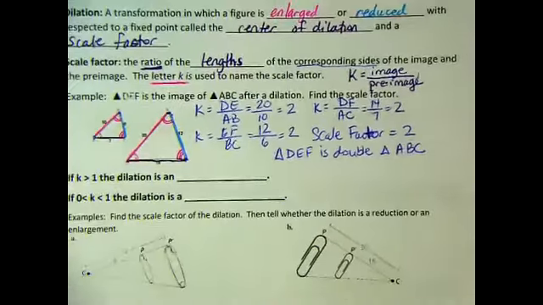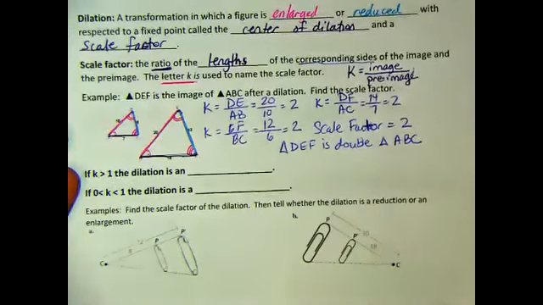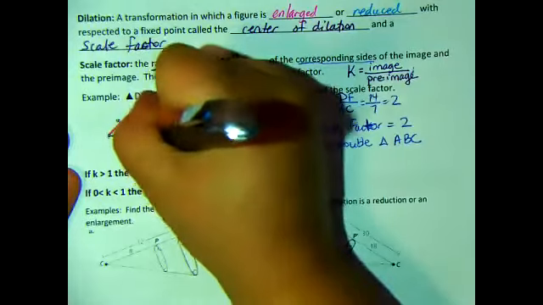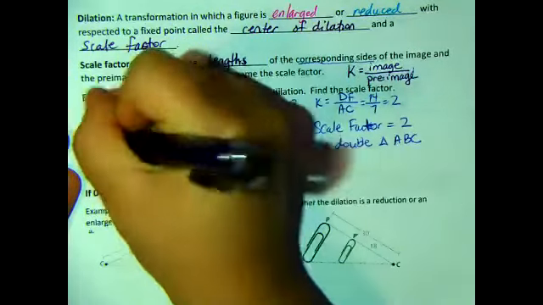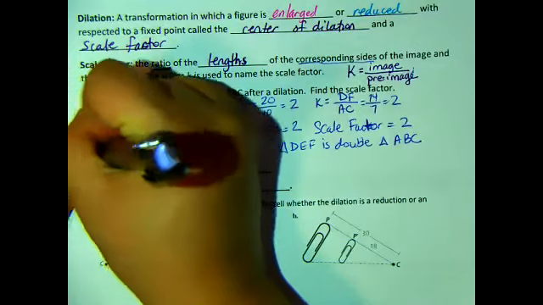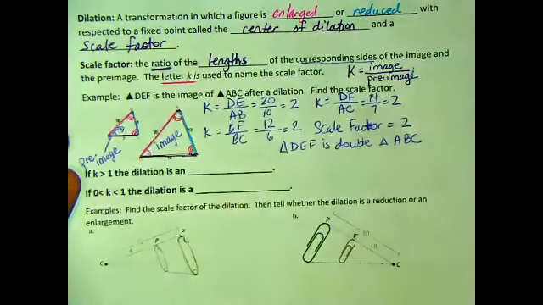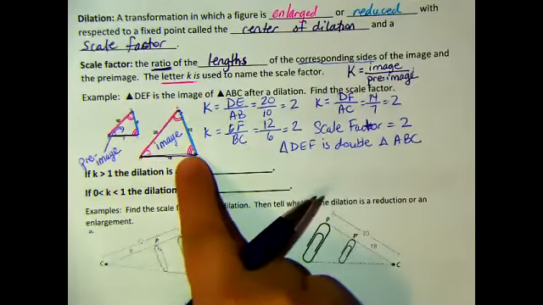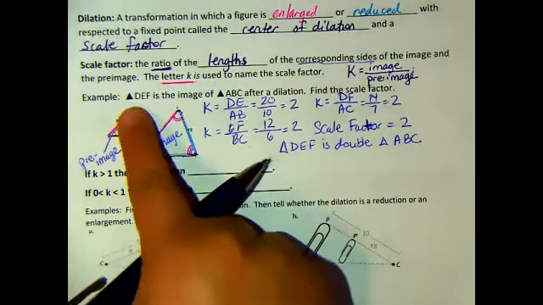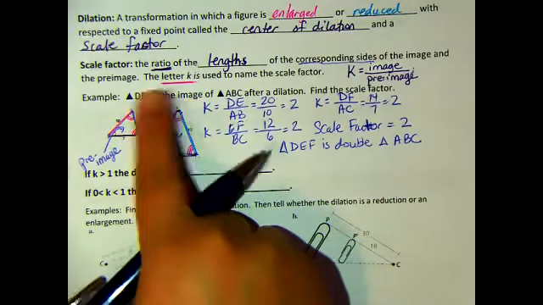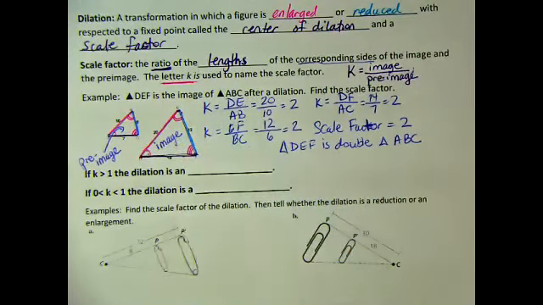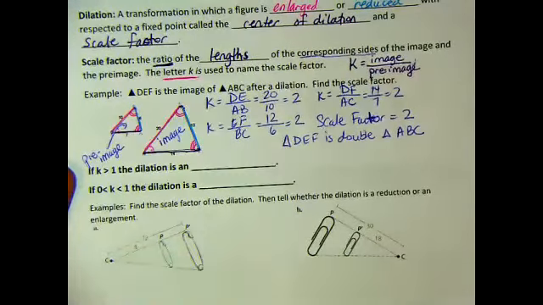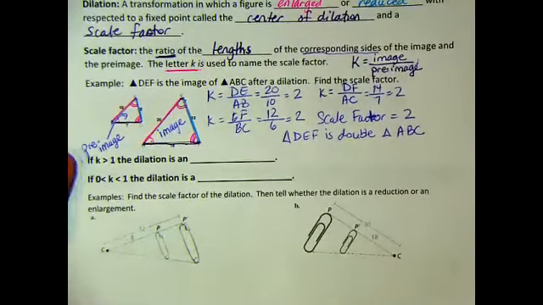So it's very important that you identify your image and your pre-image. So this was our image, and this one here was our pre-image. Because we started with triangle ABC and we ended with triangle DEF. And it was told to us right there. That's how I knew triangle DEF is the image. Okay. So let me give you guys a minute to finish writing that down.